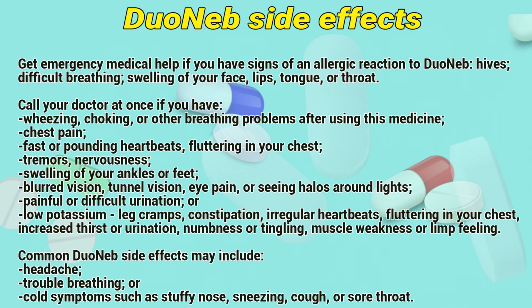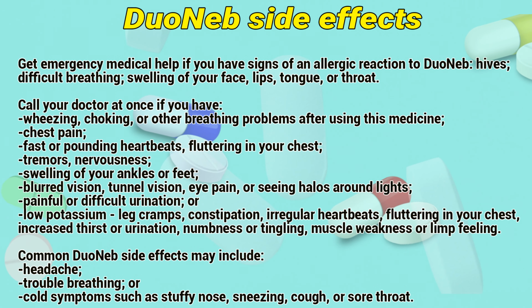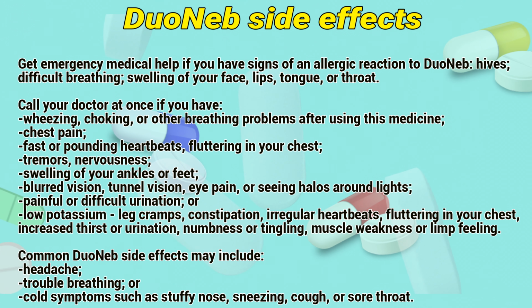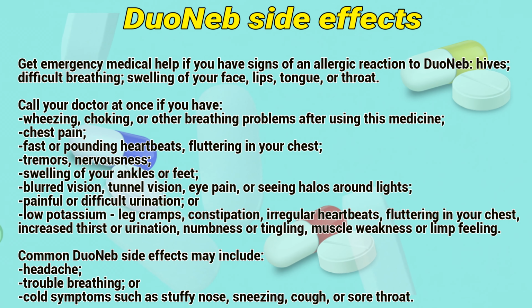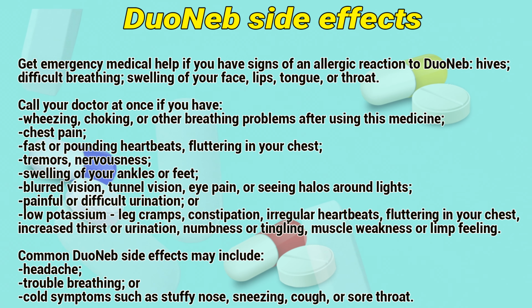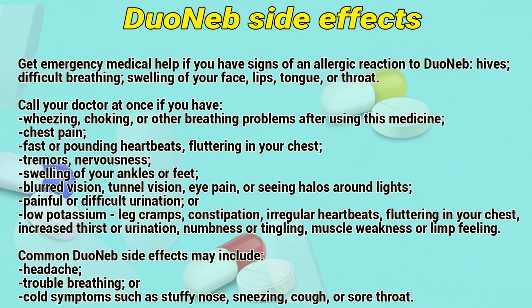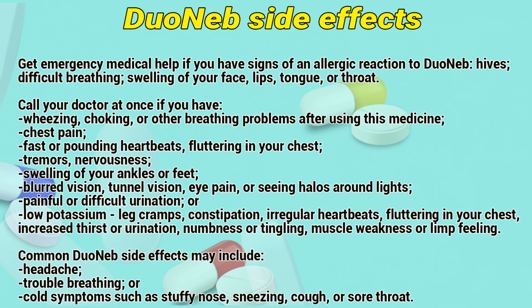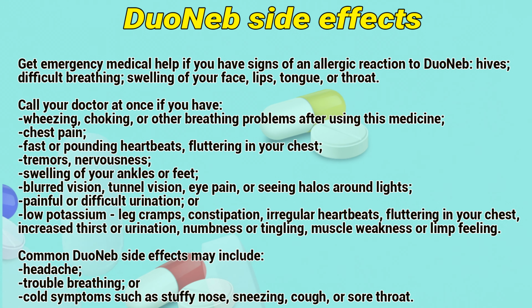Duoneb side effects. Get emergency medical help if you have signs of an allergic reaction to Duoneb: hives, difficult breathing, swelling of your face, lips, tongue, or throat. Call a doctor at once if you have wheezing, choking, or other breathing problems after using this medicine, chest pain, faster or pounding heartbeats, fluttering in your chest, tremors, nervousness, swelling of your ankles or feet, blurred vision, tunnel vision, eye pain, or seeing halos around lights, painful or difficult urination, or low potassium: leg cramps, constipation, irregular heartbeats, fluttering in your chest, increased thirst or urination, numbness or tingling, muscle weakness or limp feeling.